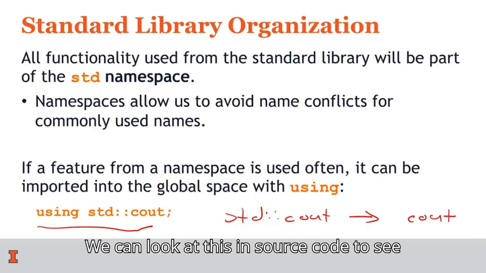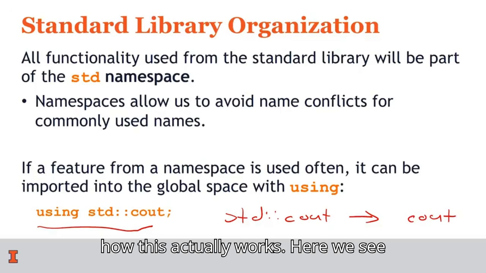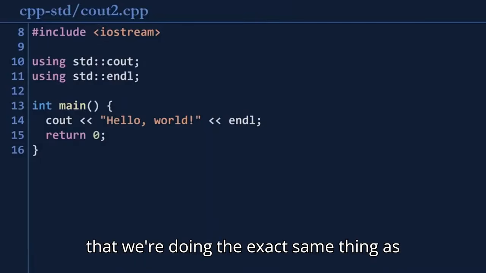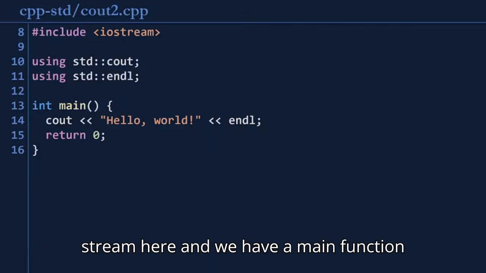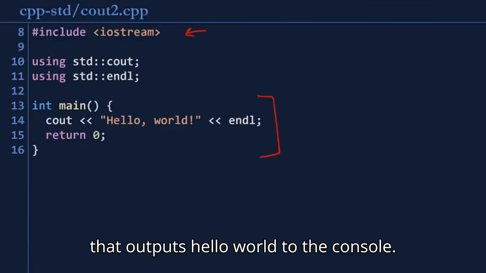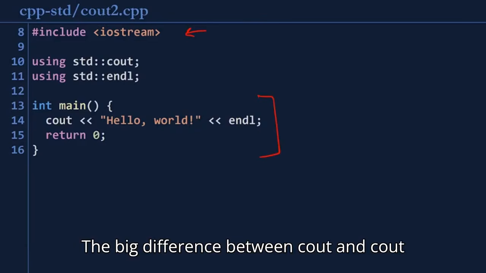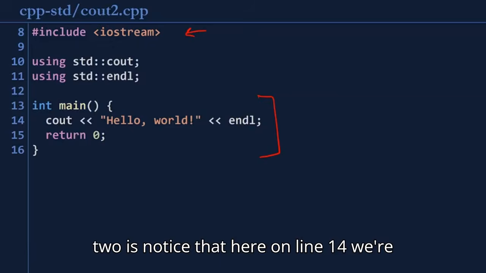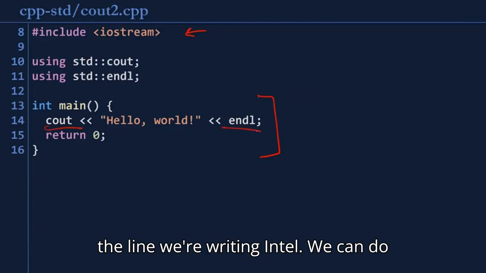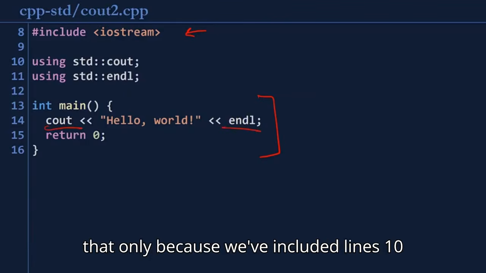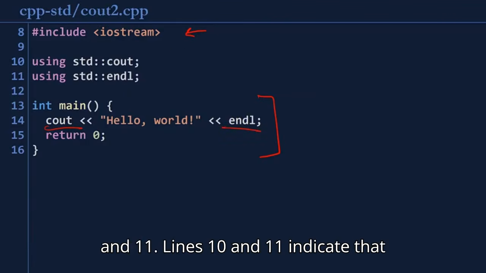We can look at this in source code to see how this actually works. Here we see that we're doing the exact same thing as our old program, where we have include iostream here, and we have a main function that outputs hello world to the console. The big difference between cout and cout2 is notice that here on line 14, we're just writing cout, and here at the end of the line, we're writing endl. We can do that only because we've included lines 10 and 11.